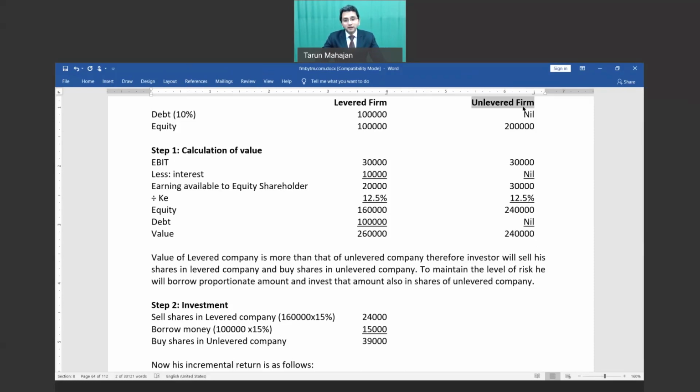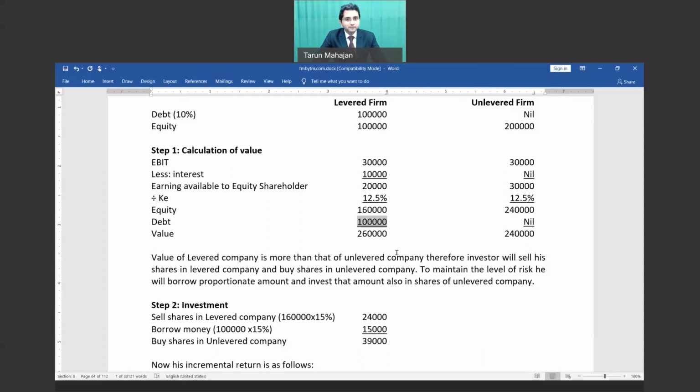But I want to maintain my risk. How do I maintain my risk? Listen carefully. When I was owner of a levered company, it was having a loan of 1 lakh rupees. I was having ownership of 15% in that company. So the company was having a debt burden on its head of 1 lakh rupees. I'm 15% owner in the company. So I have a debt burden of 15,000 rupees.